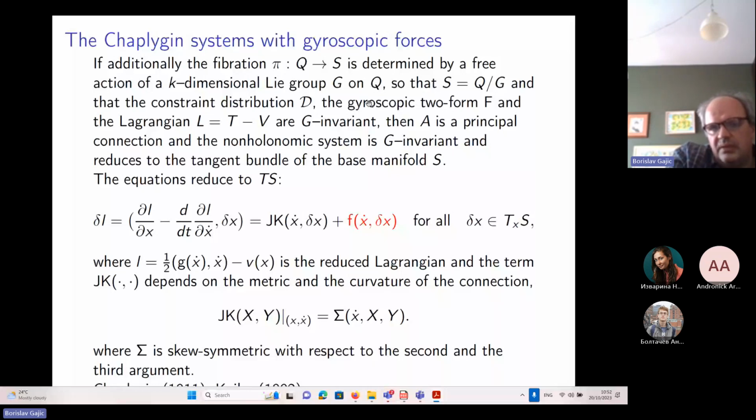Now we consider it with this two-form, supposing that the gyroscopic two-form is G-invariant. Then A is a principal connection, the non-holonomic system is G-invariant, and one can show that the equations of motion can be reduced to the tangent bundle of the base manifold, which in this case is S. So in the special case when we have this action of a Lie group, one can reduce the equations to the tangent bundle of S, and there are equations.